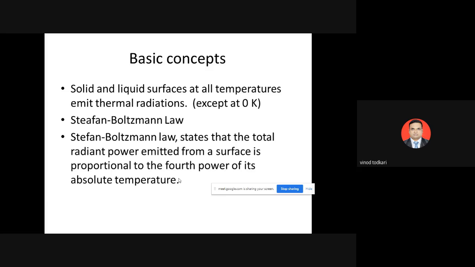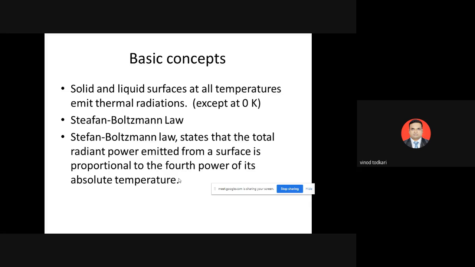In conduction and convection, we deal only with temperatures, generally in degrees Celsius or Kelvin. It will not hamper, because in conduction and convection we deal with delta T, the change in temperature. Let's say the temperature has changed from 40 degrees Celsius to 50 degrees Celsius. Delta T is 10. Even if I take these values in Kelvin, the temperature difference will be 10.